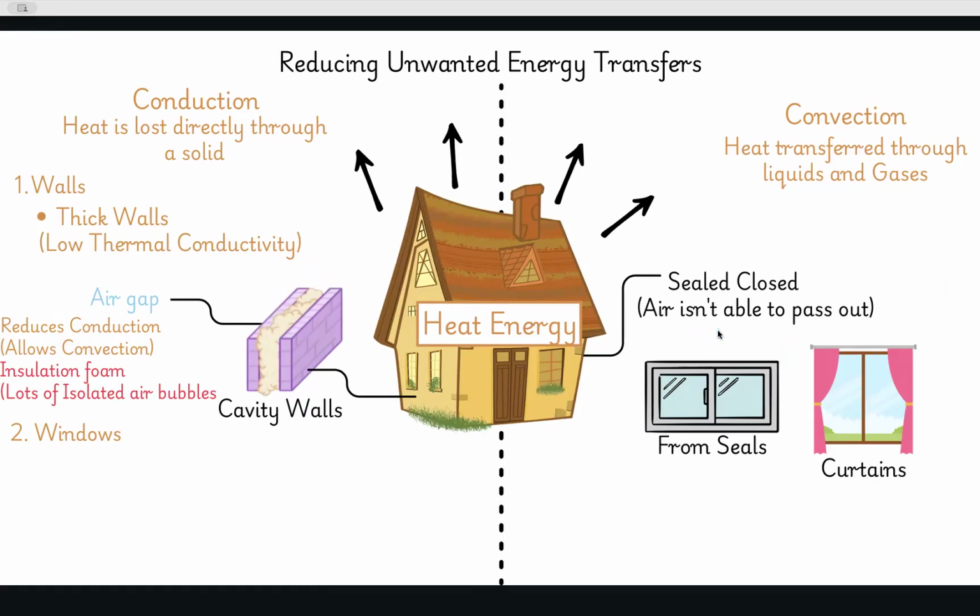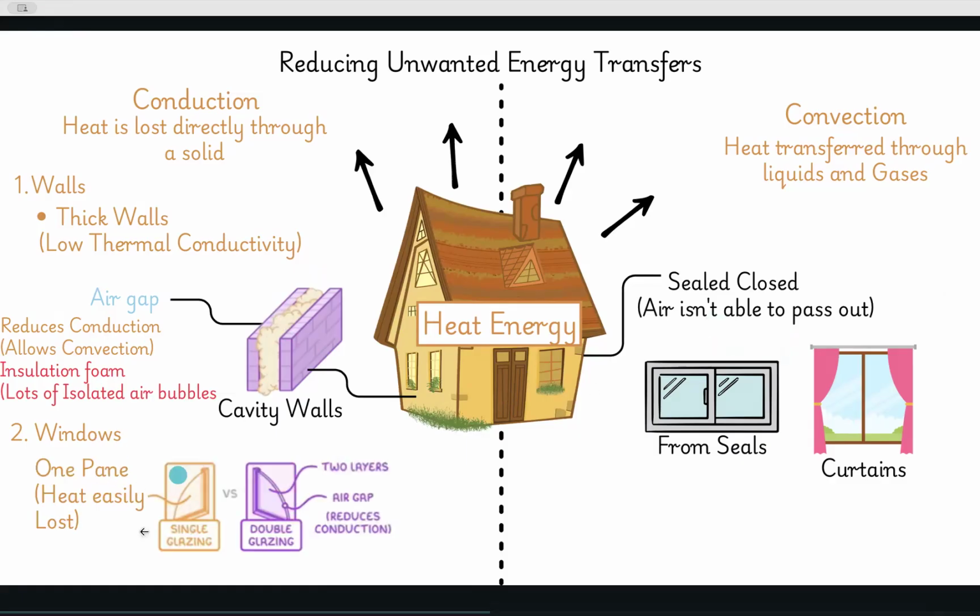Secondly, through the windows, we can add something called double glazing. So single glazing is just one sheet of glass, whereas double glazing is two layers of glass with an air gap in between. These kind of windows have air or vacuum between the two panes, and because air is a poor conductor, this keeps the house warm because it reduces heat loss through conduction. So these are a couple of things that you could be asked and you should be able to speak about as well.